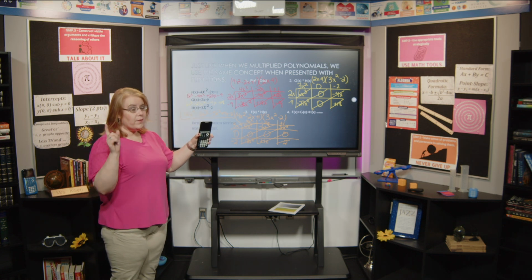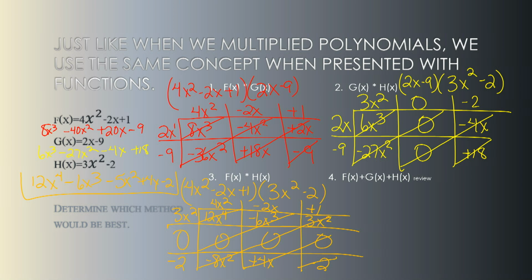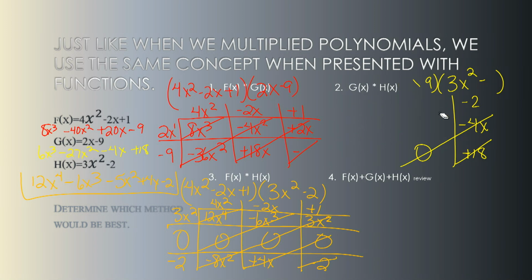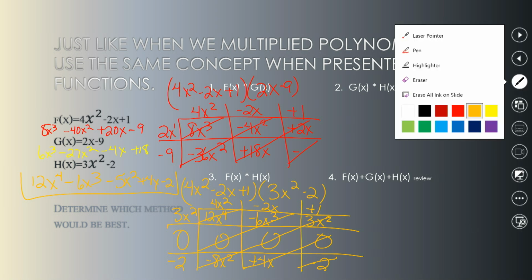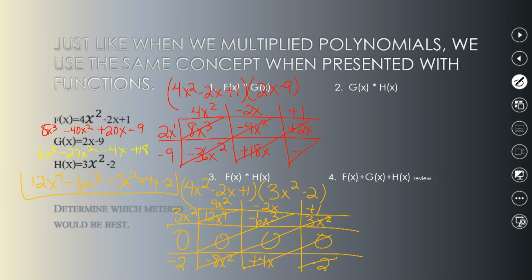Now let's look at number 4. Number 4 is a little different. F of x plus g of x plus h of x. This one's a little different. I'm going to erase my work here so I will have some room to add all of these up. And then here we go. F of x, 4x squared minus 2x plus 1. And I'm adding these, remember. G of x, 2x minus 9. H of x, 3x squared minus 2.